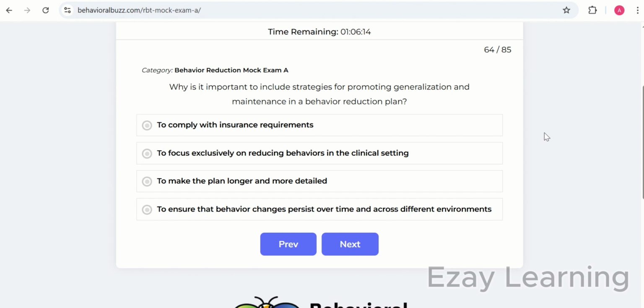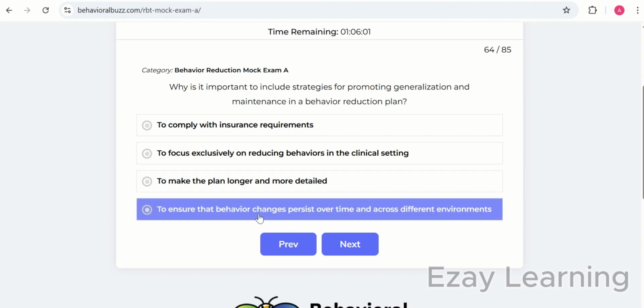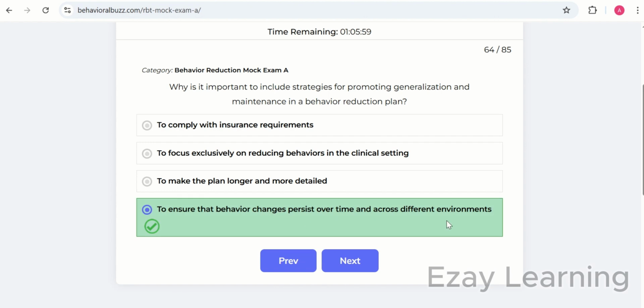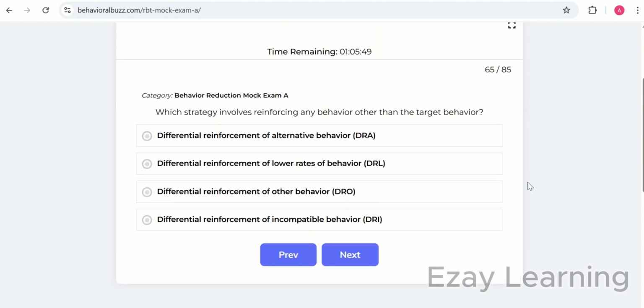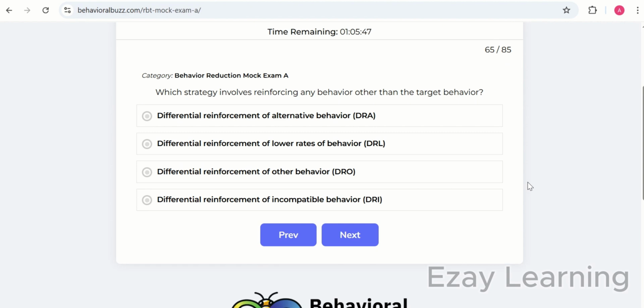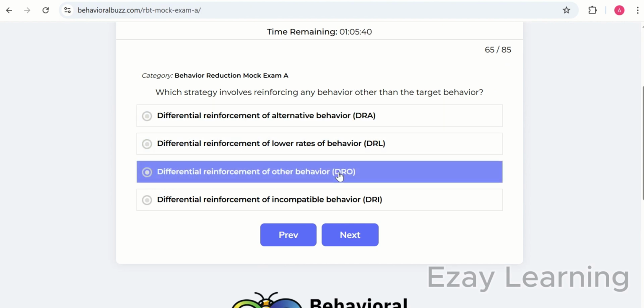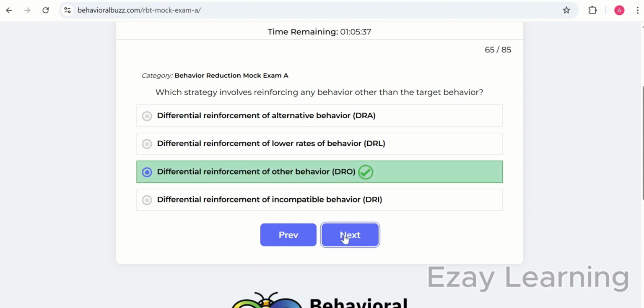Why is it important to include strategies for promoting generalization and maintenance in a behavior reduction plan? Basically, to ensure that the behavior changes persist over time and across different environments, it does not just simply go in. Which strategy involves reinforcing any behavior other than the target behavior? So basically, we are saying other, it would be differential reinforcement of other behavior.